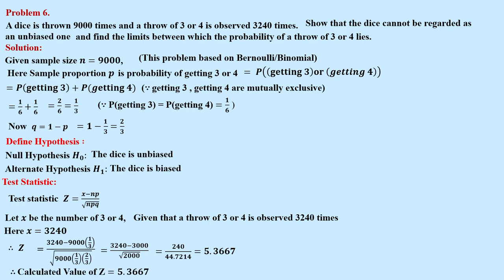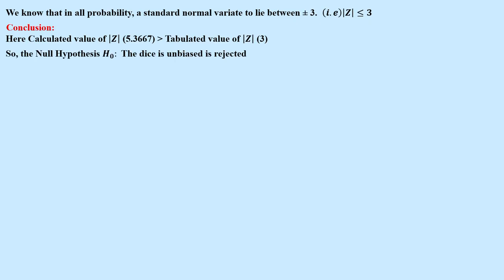Now the tabulated value is for all probability values, so taking that one, right? So z is plus or minus 3, that means modulus z is less than or equal to 3, right? So conclusion: the calculated value is greater than the tabulated value 3, therefore H naught is rejected. The hypothesis that the die is unbiased is rejected, so the die is biased.